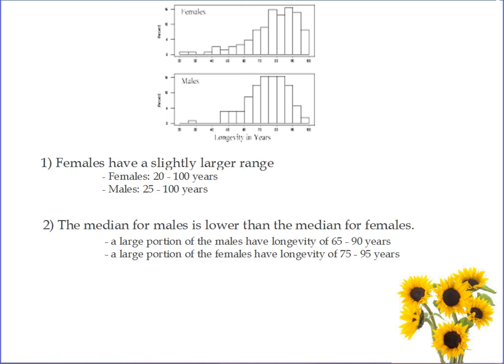Looking at the median, the male graph is lower than the median for females. If you look at the largest part of our graph, a large portion of the males had a longevity between 65 and 90 years old. And a good portion of the females had a longevity between 75 and 95 years. Interpret that how you will, but in general it looks like females are living slightly longer than males, but have a bigger range of longevity.